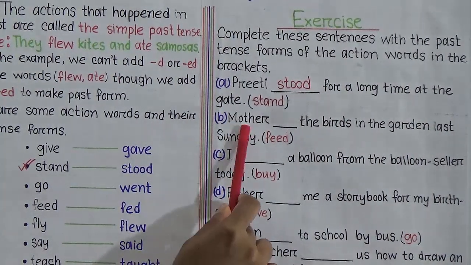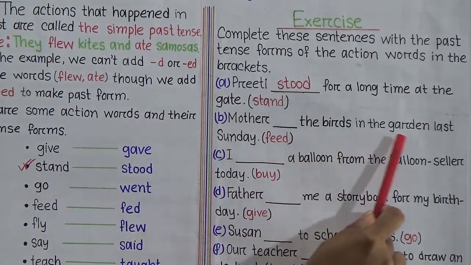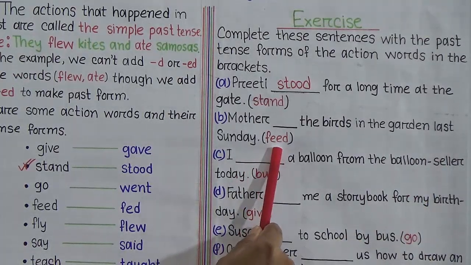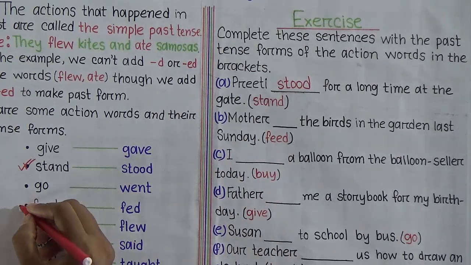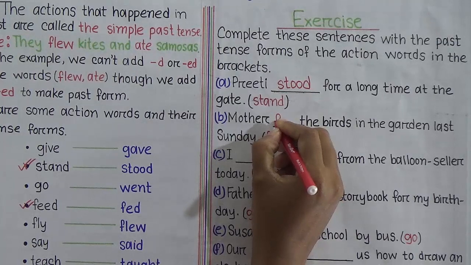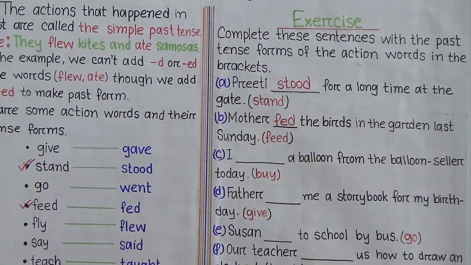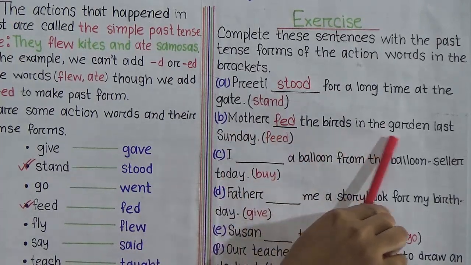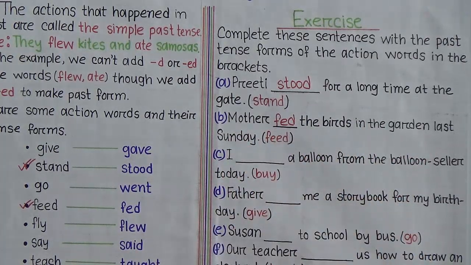Number B, mother fed the birds in the garden last Sunday. In the bracket, the given word is feed. Look here. The past form of feed is fed. F-E-D, fed. Say with me, F-E-D, fed. So, in the gap, we have to write fed. Then the sentence will be, mother fed the birds in the garden last Sunday.